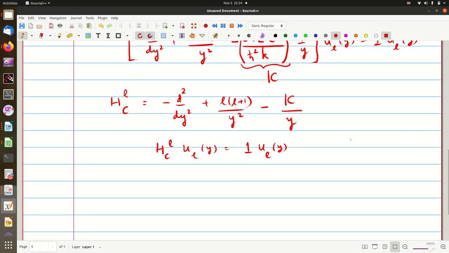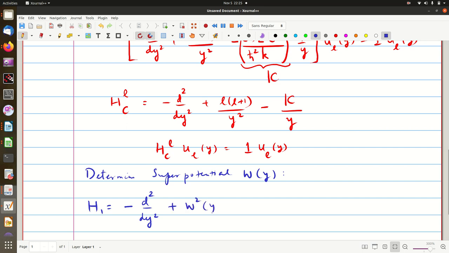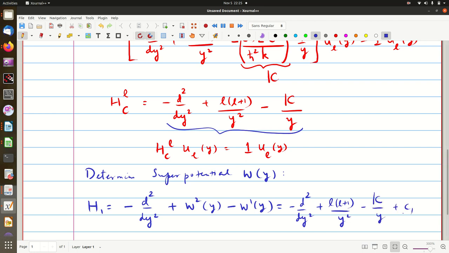So now what we need to do is formulate the operators A and A dagger such that our H1 can be written in terms of this H_C. So we need to determine the superpotential W of y. Let us write down H1. H1 should be minus d squared by dy squared plus W squared of y minus W dash of y. This should somehow look similar to H_C, which is minus d squared by dy squared plus l into l plus 1 upon y squared minus kappa by y plus some constant c1.